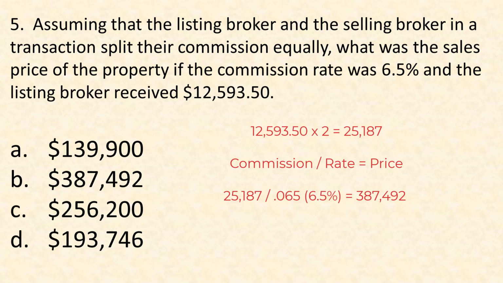Now, to truly understand this answer, you might want to go back and watch our video on the T-bar, because the T-bar tells us in this situation, how do we get our answer? By dividing or multiplying. Well, we're given the commission, and we are given the rate of commission. In order to get the answer, we're going to divide. The commission divided by the rate equals the price. $25,187 divided by 0.065, which is another way of saying 6.5%, equals a sales price of $387,492.